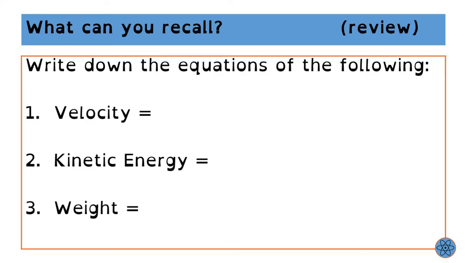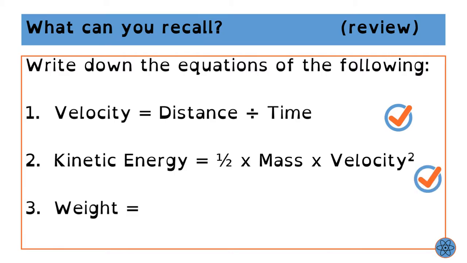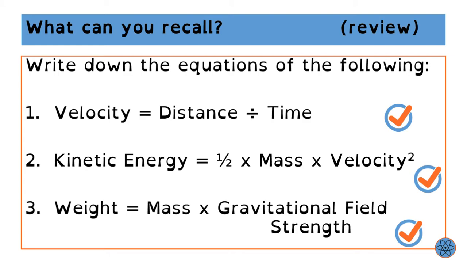Okay, let's review the answers. Give yourself a big tick if you've got velocity equals distance divided by time. Another tick if you have kinetic energy equals a half times mass times velocity squared. And finally, another tick if you have weight equals mass times gravitational field strength. So it's always good to review how you've done. If you've got 3 out of 3, great. But if you need to do a bit more work on one of the equations, spend a bit of time writing them out a number of times now before moving on.